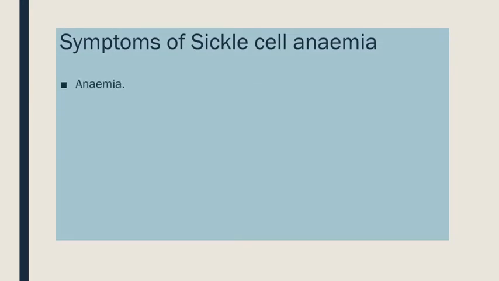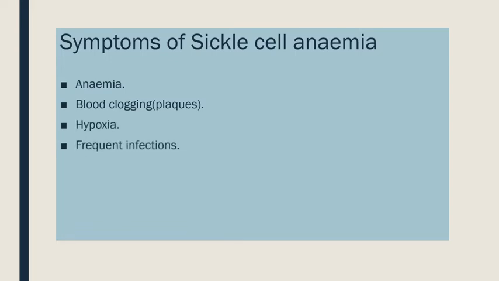Of course that person becomes anemic because less hemoglobin is present, so less iron, and so it leads to anemia. Fatigue, tiredness are the symptoms. Blood clogging occurs, blood plaques are formed. We just now have seen in the earlier picture how because of the shape they cannot flow properly in the blood along with the blood flow, and so they lead to blood clogging. Hypoxia, less supply of oxygen is hypoxia.